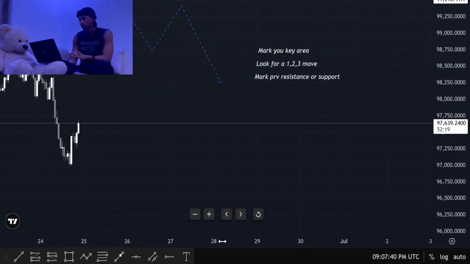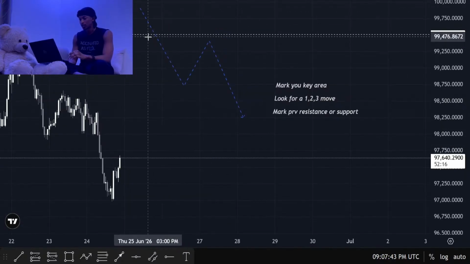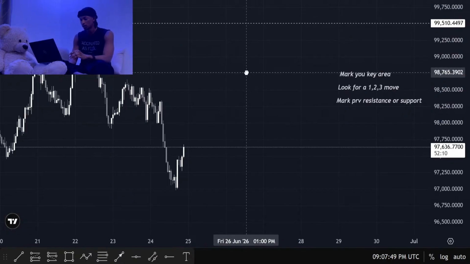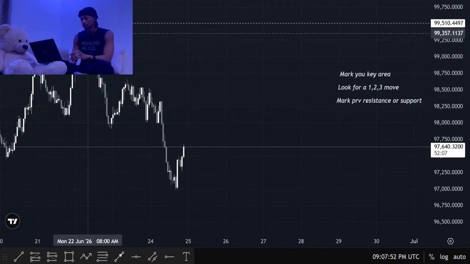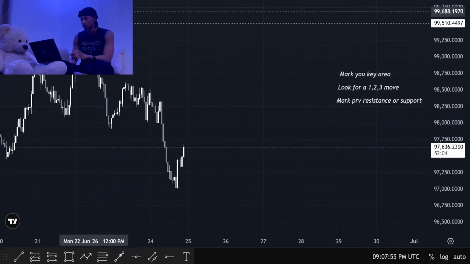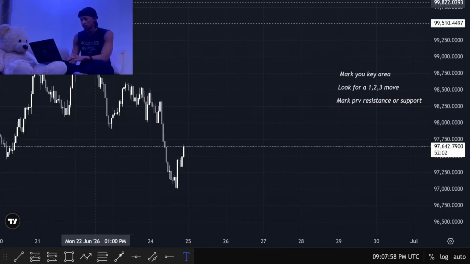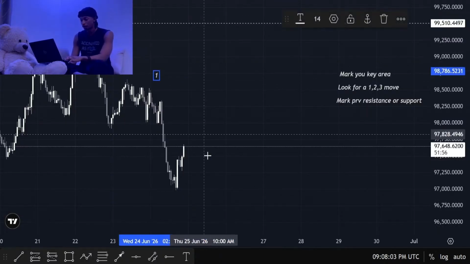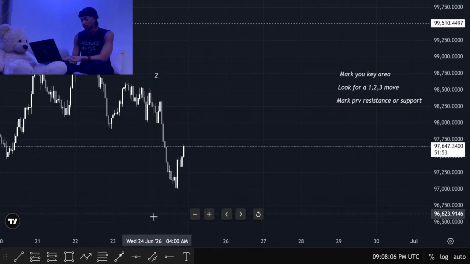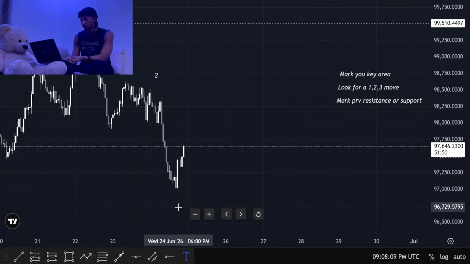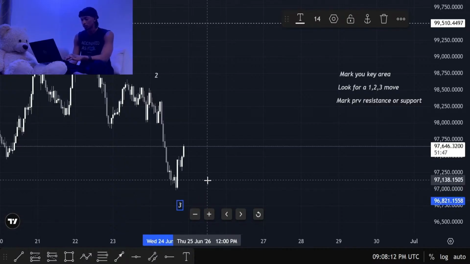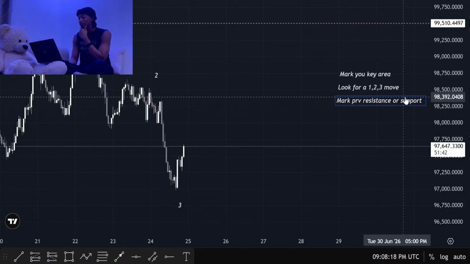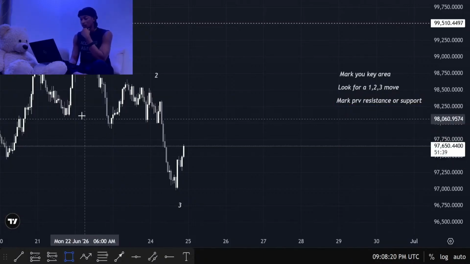Now what that would look like is, since price got to this key area, let me delete this and use the actual chart. Since price got to this key area, it has done this 1, 2, 3 move. Let me write it just so you're able to see it: 1, 2, and 3 move. Since it has done this 1, 2, 3 move, the next thing I want is to mark the previous resistance and support area. So I just mark it.